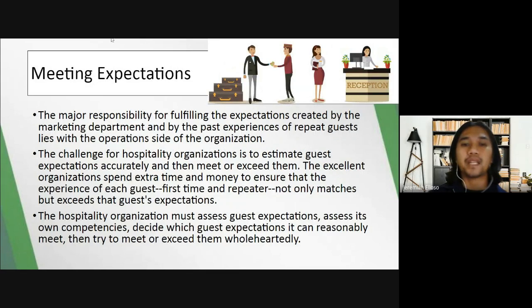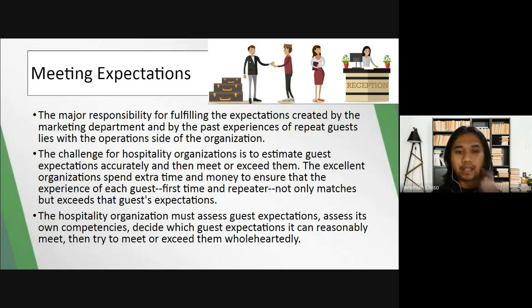The major responsibility for fulfilling the expectations created by the marketing department and the past experiences of repeat guests lies with the operations side of the organization, because the marketing would just basically communicate with the market on the service delivery. But on the operations side, it is the duty of the employees, both in the front line and in the back of the house, to be able to deliver what the guests expect. The challenge for hospitality organizations is to estimate guest expectations accurately and then meet or exceed them.